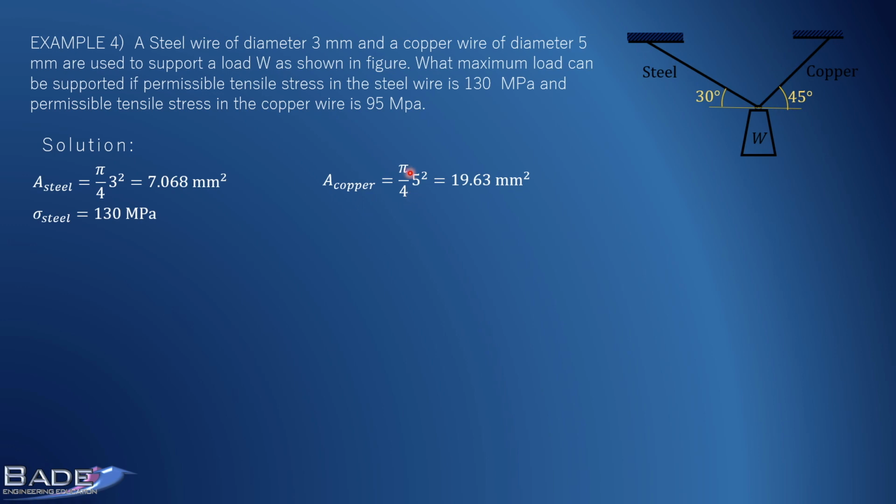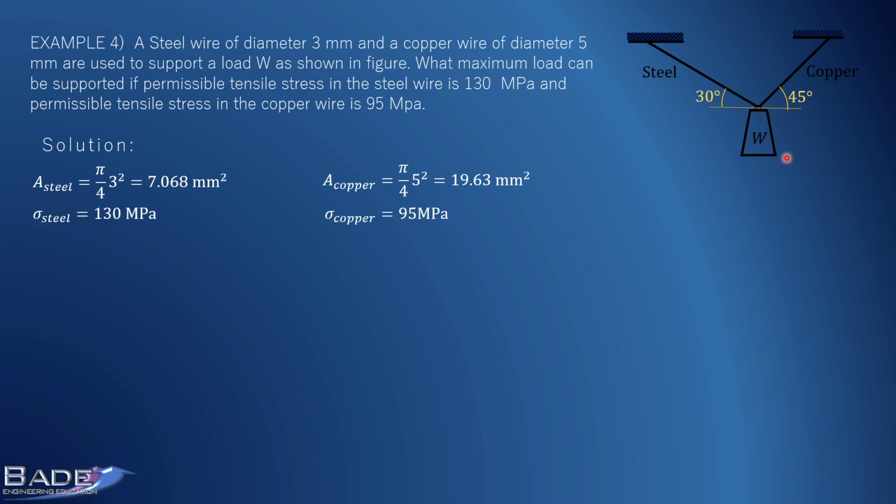Area of copper, again same formula, pi d squared by 4, diameter is given. It is circular cross section. So we have found out it in millimeter square. And permissible stress in copper is 95 megapascal. If load W is suspended using these two wires in this manner, how much will be the load on steel wire and how much will be load on copper wire? That is, what is tension in steel wire and what is tension in copper wire, we'll have to find out.